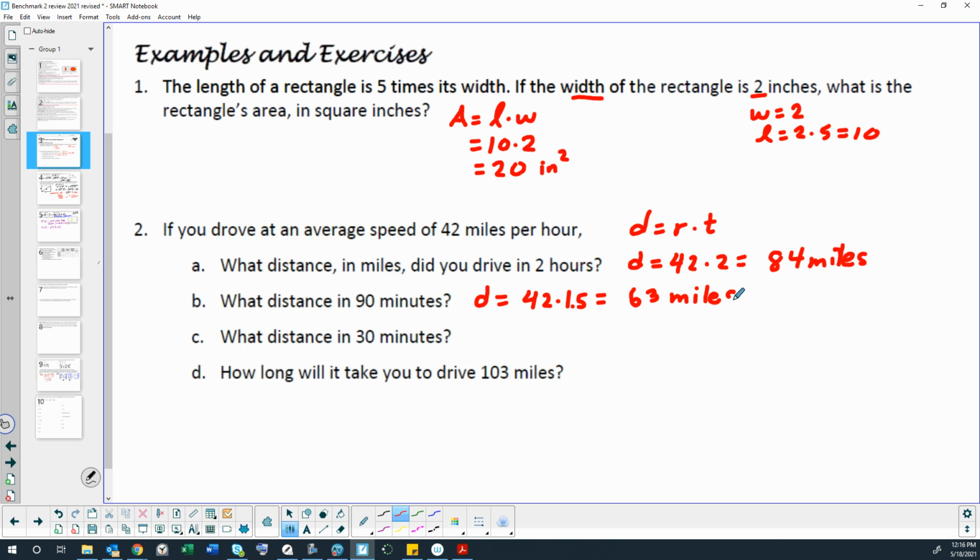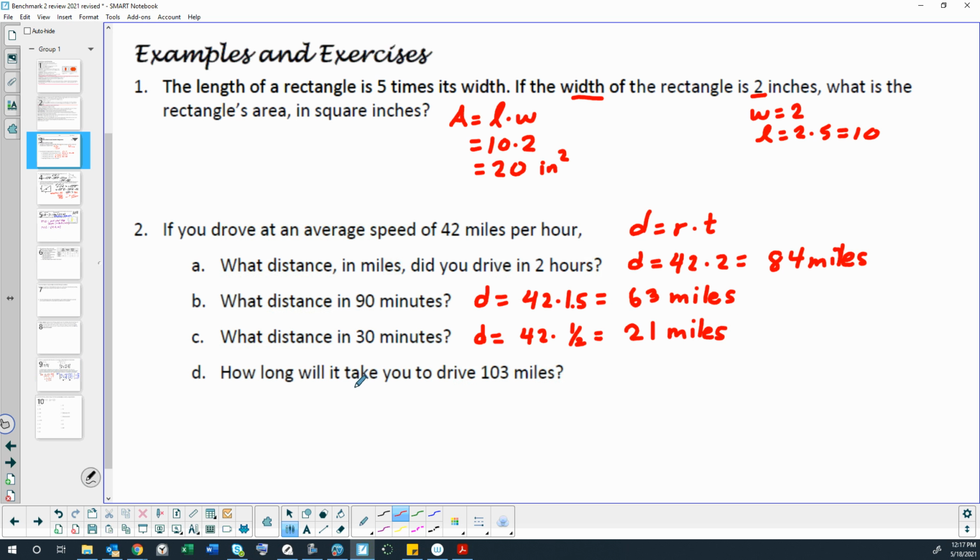What distance did you drive in 30 minutes? That would be half of an hour. So that would be 42 times a half hour. So a half of 42 is 21. So in a half hour, you would drive 21 miles.